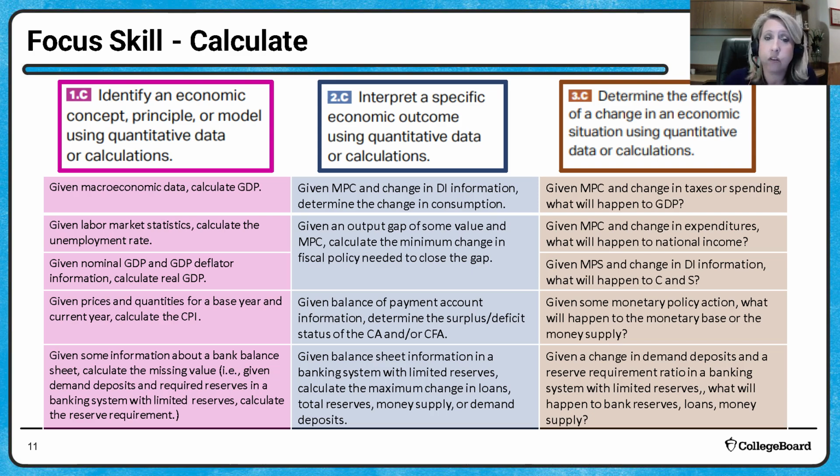So again, not an exhaustive list, but I want you to see the types of questions that get asked in which we need to perform some calculations. Basic definitional, do we know the formula? Given some data, can we make meaning out of it? Given some change, can we predict the effects? That's what we're going to be focusing on tonight.